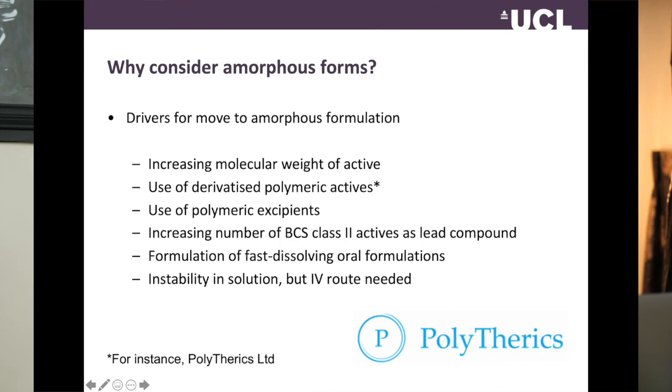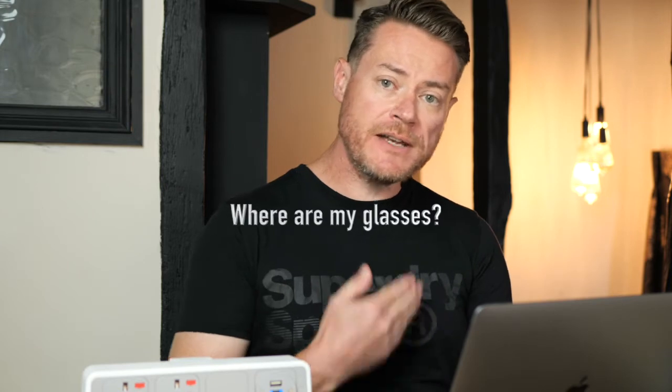Having said that, we do still need to consider the formulation of amorphous materials. On the screen in front of you are some reasons why that's important. The first one, which we've talked about already, is that as the molecular weight of compounds gets bigger, those materials cannot crystallise, and therefore they have to be formulated in an amorphous form. But there's some other reasons on here that you might not have thought about.